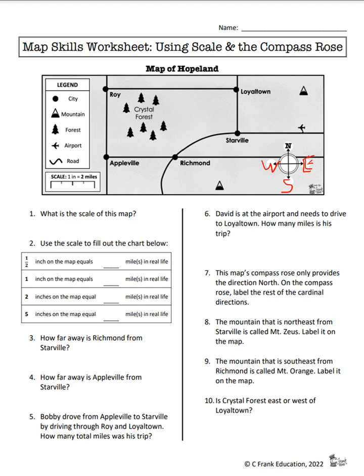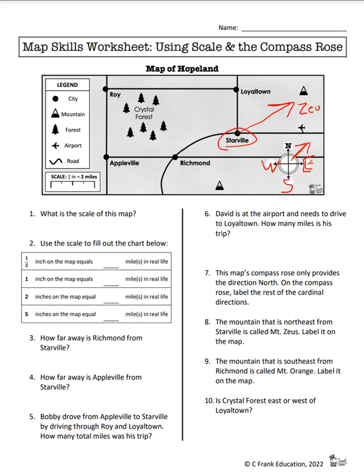Number 8, the mountain that is northeast from Starville is called Mount Zeus. Well, let's see. Here's Starville, and it says northeast would be this direction. So this direction, that's this right here. Label it on the map. Oh, so we just got to label it Mount Zeus.